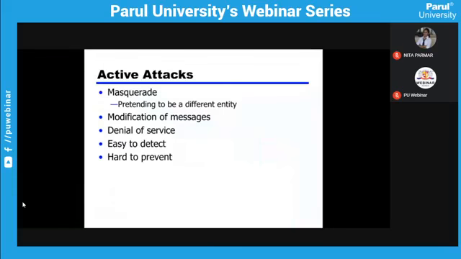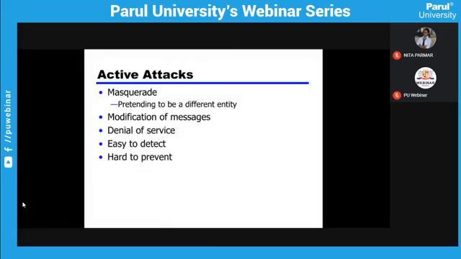Active attacks involve masquerade. Masquerade means I am not an authorized person, but I will say that I am someone, pretend to be someone, and try to get access to the message. Or, one more thing, a hacker steals the ciphertext of the message and, in between transmission, modifies the message. So modification of the message may also be done.